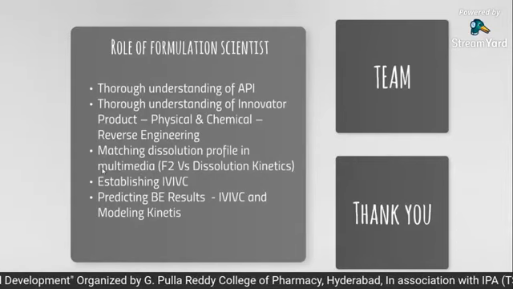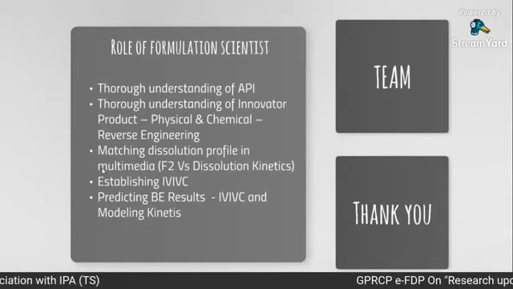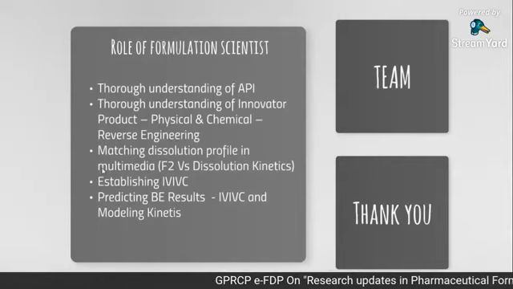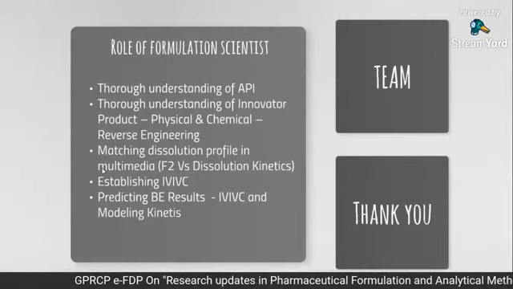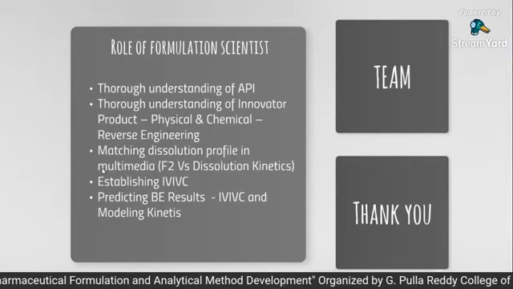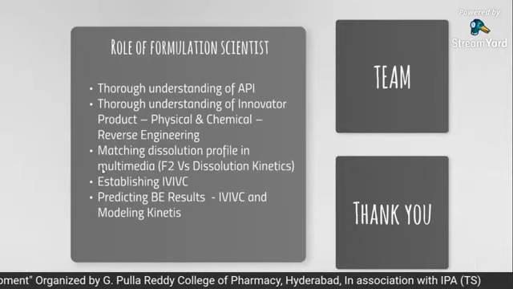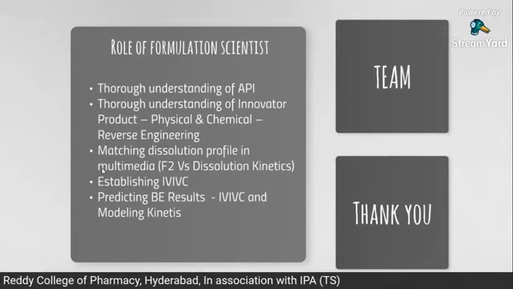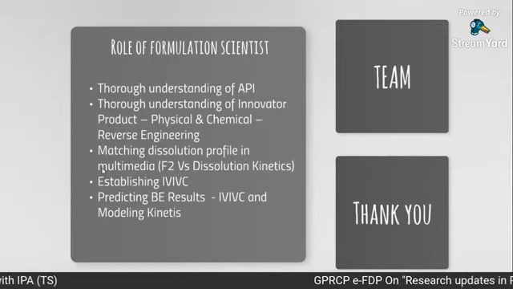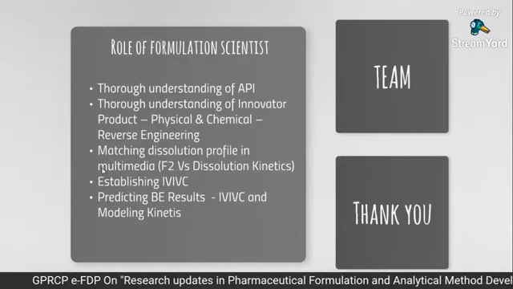Thorough understanding of the innovator product, how it is behaving physically, how it is behaving chemically. By means of reverse engineering, we can do all sorts of testing. That is the second level. And then we need to match the dissolution profile in multimedia, where the similarity factor F2 can be used. And as I told you, for dissolution kinetics, we can do zero order release or first order release kinetics. We can consider the slope value, and by making the slope ratio of test formulation to the reference formulation, we can have a certain idea of bioequivalence, the T/R ratio in actual in vivo testing.